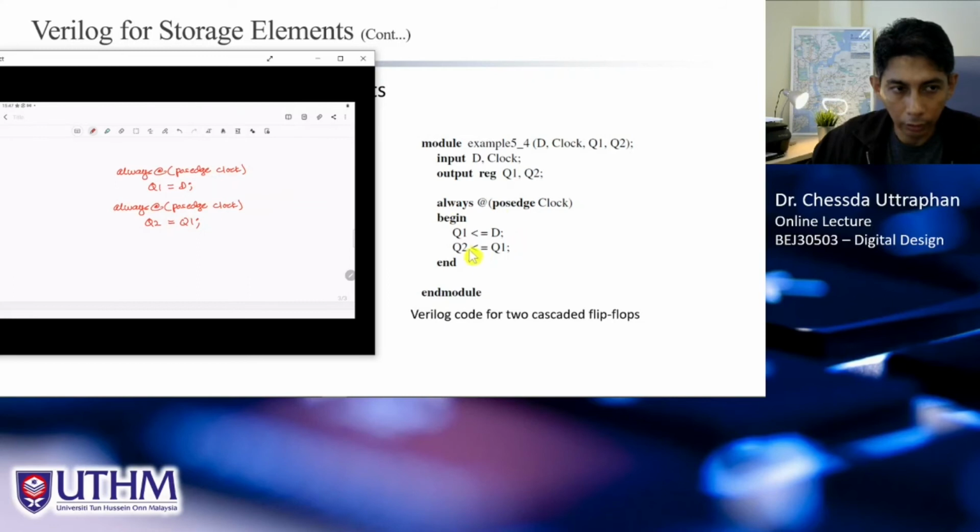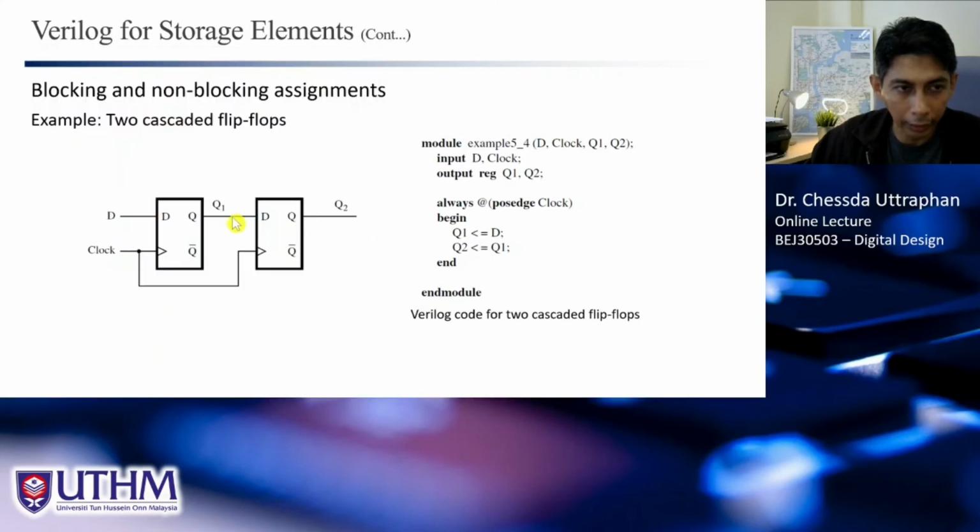If you write using non-blocking assignment, you will have something like this, where you have two always blocks. And if you have two always blocks, of course, the Verilog compiler will create them one by one. This one first, and you will get this one. And then the second one here, you will get this one. And now you will get the correct design, which is the two cascaded flip-flops. Yeah?